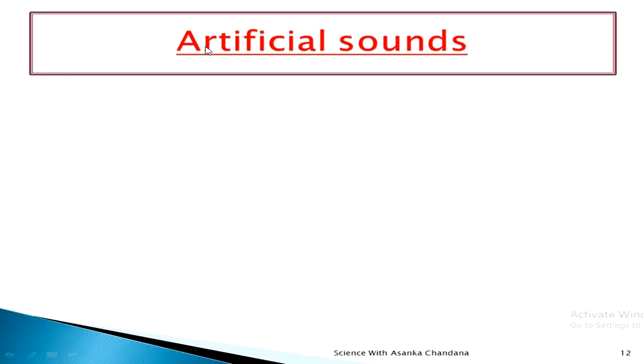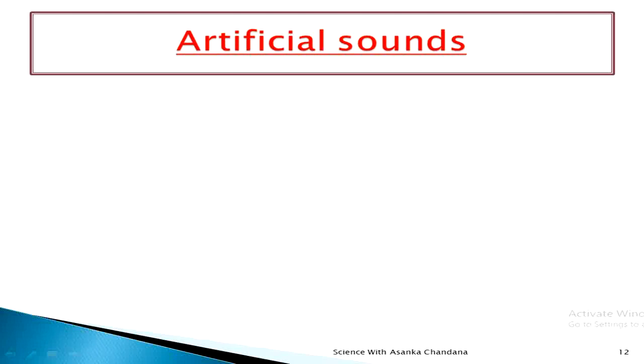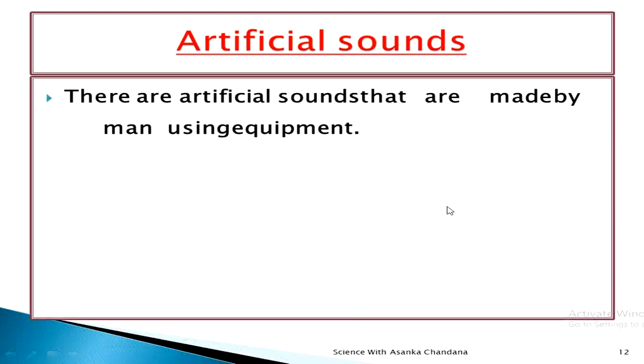Artificial sound, right? What is the artificial sound? Artificial sounds are sounds that are made by man using equipment. Now we have learned what the natural sound is, and now we are going to learn about the artificial sound. Sound produced by man-made equipment is known as artificial sounds. What are the examples for the artificial sounds?